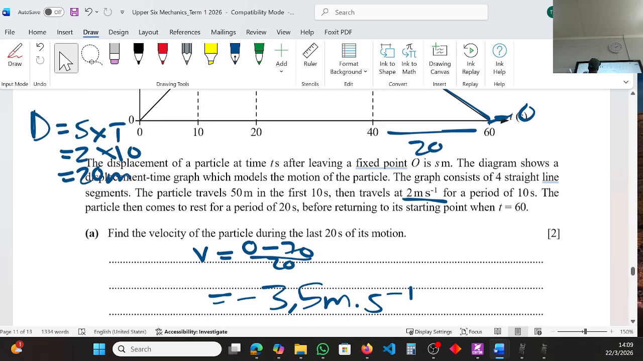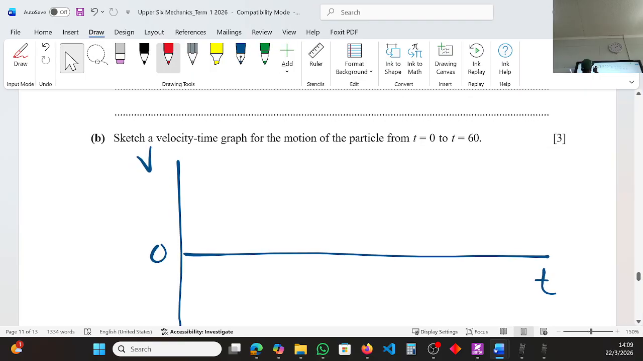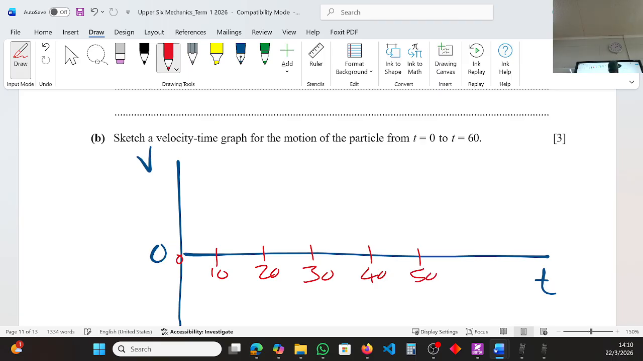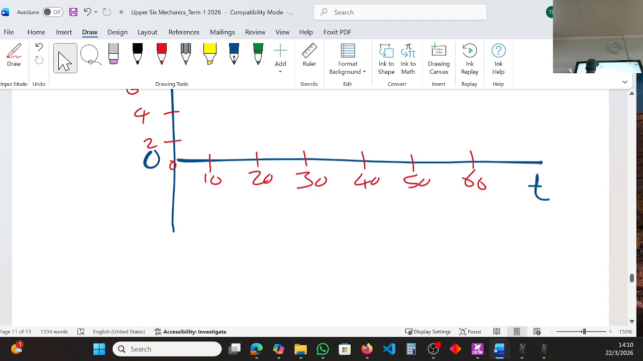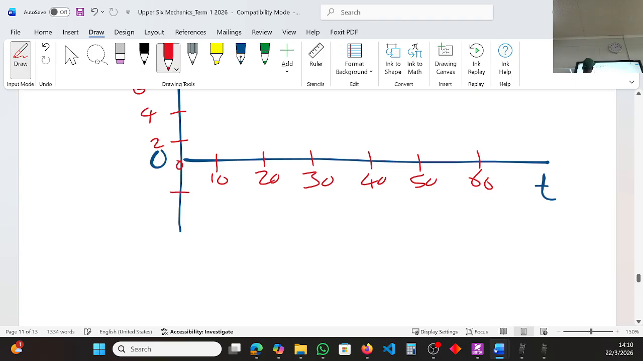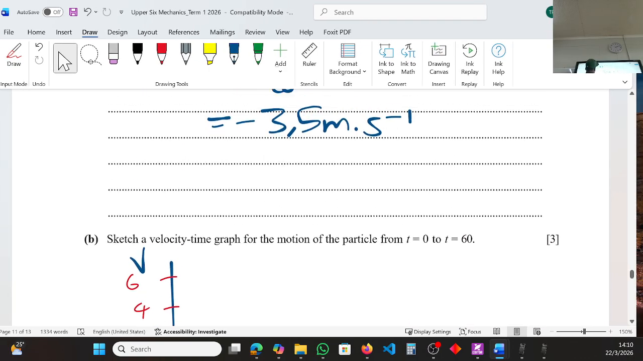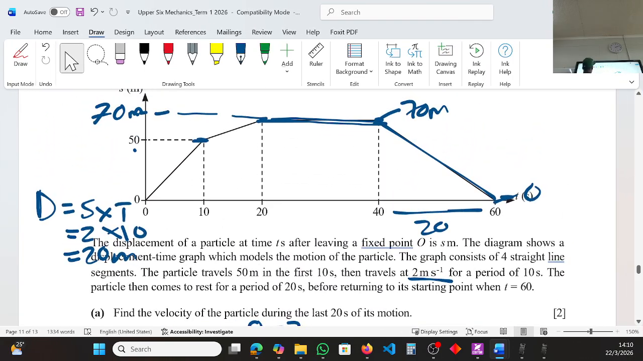So let me come down to my plane and say this is 0, 10, 20, 30, 40, 50, 60. Let's see, you can have 2, 4, 6. It looks like there was a negative velocity there, so we can expect a bit of -2, -4, going down like that. Then we can try and check what was its velocity during the first 10 seconds. It will be just a graph of this. So it's change in displacement over change in time.